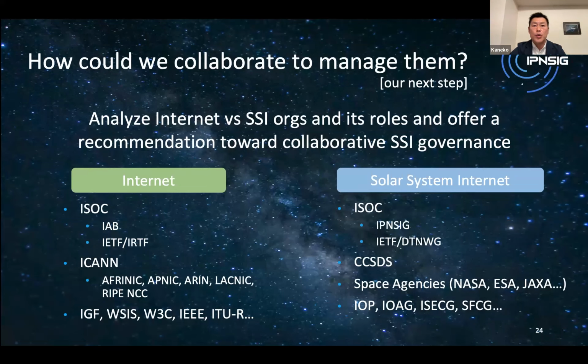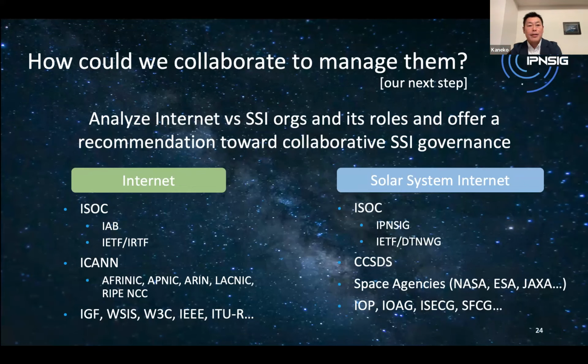So what we're trying to do at the working group is to analyze the internet versus the SSI models and each organization's roles and offer some kind of recommendation on how all these organizations could collaborate toward realizing a common SSI. Once we have something to show to everybody, our plan is to share it with our external stakeholders and further refine it together.